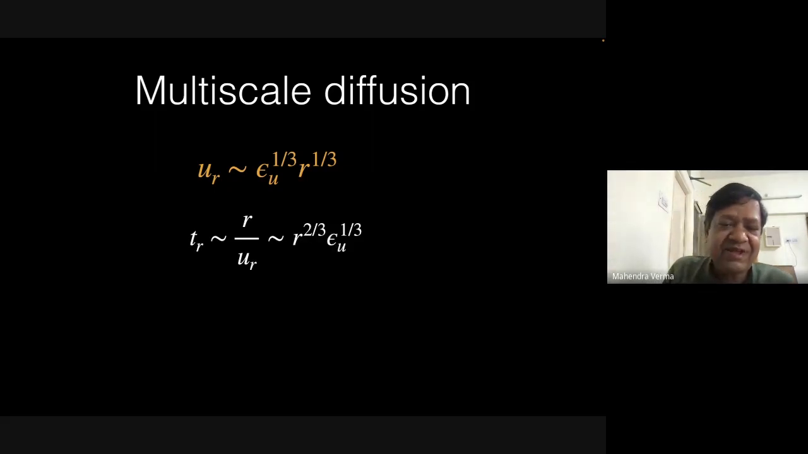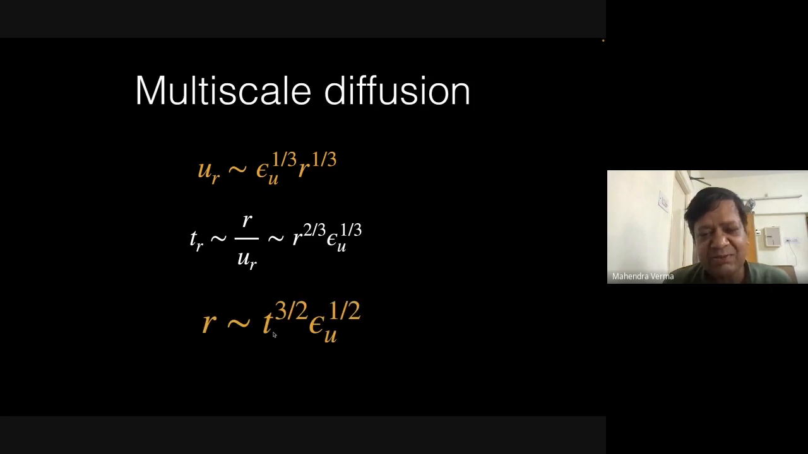Now we can find the time scale. Time is r by u_r, and this is at a different scale. We just plug in this formula. Time is r to the 2/3, epsilon_u to the 1/3. Now I can invert it. I can find r as a function of time, and r is t to the power 3/2. So it turns out the diffusion in the atmosphere goes like this law, t to the power 3/2. The Kolmogorov theory works for fluid mechanics and turbulence, and diffusion is not square root t. Please remember, for kinetic theory the diffusion is square root t, but here it is t to the power 3/2. It is very fast. Now, if you dig deeper, you will find that this is faster than ballistic.